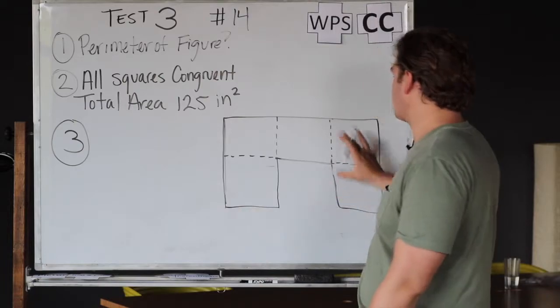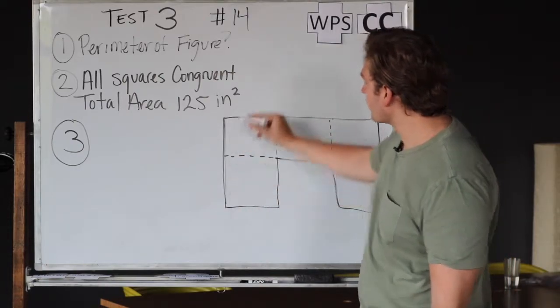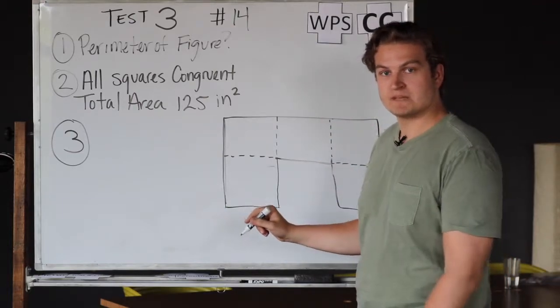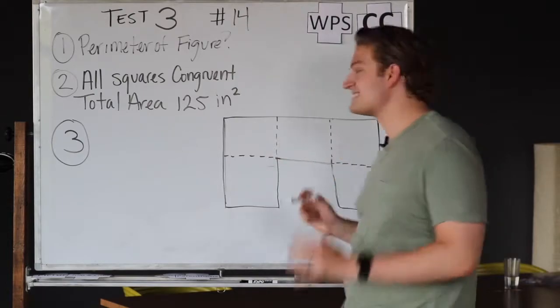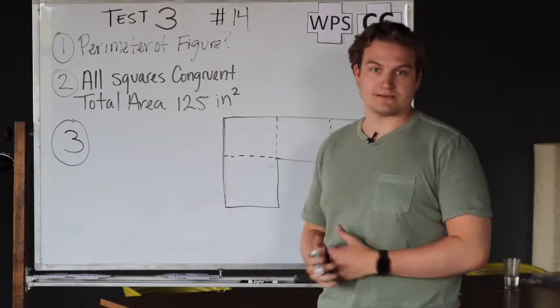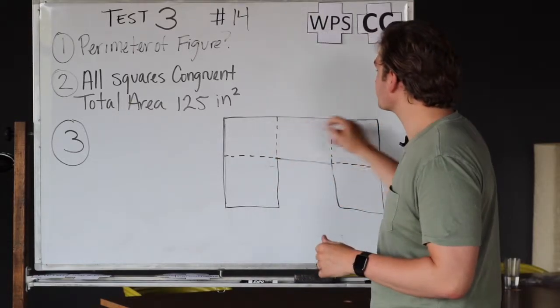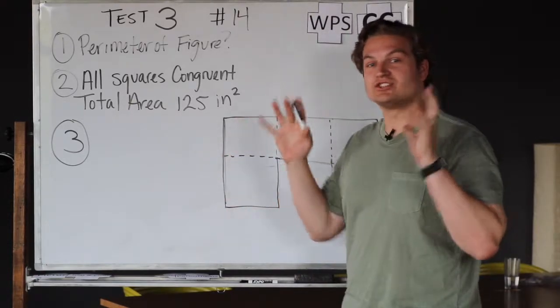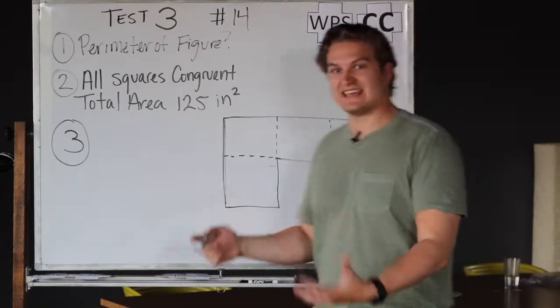And I went ahead and just redrew the figure on the board. This is what it gives you in the problem. And we are trying to find the perimeter of this guy. Step 2, what do we know? Well, it tells us that all of the little squares inside the figure are congruent. That's right, I say congruent, not congruent. All the little squares inside the figure are congruent, and the total area of this figure is 125 square inches. This is what it gives us.